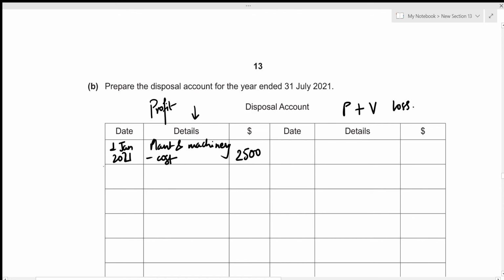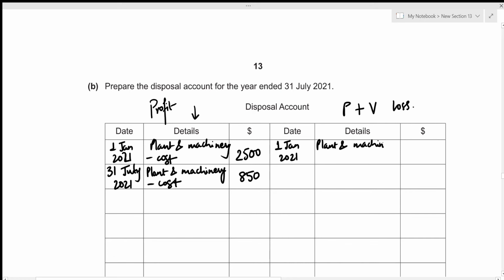We repeat the same process for the asset disposed at 31st July 2021. So again, that's plant and machinery. We are recording it at cost, and that was 850. Alright, now we just need to record the provision for depreciation. So let's just write down the same date for 1st January 2021. We are again writing down the plant and machinery. But this is the provision for depreciation.